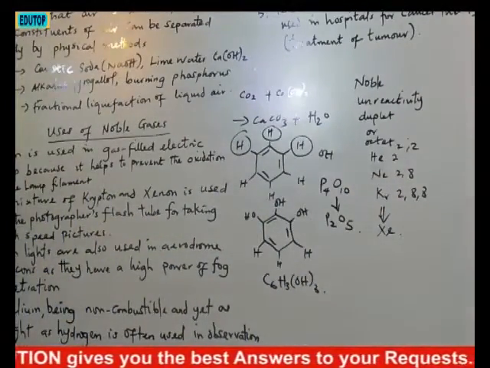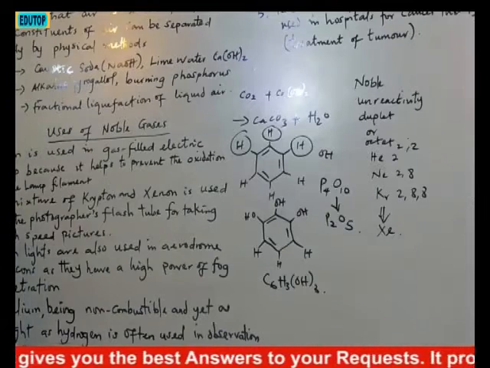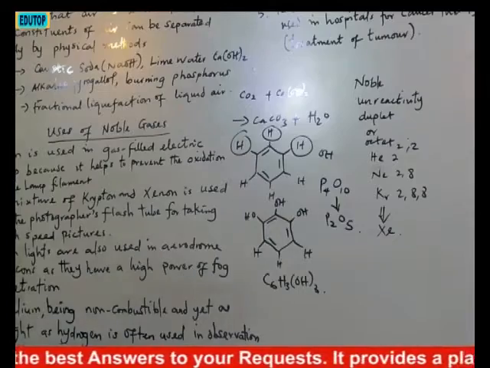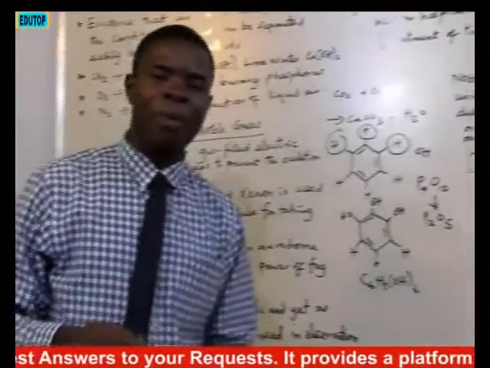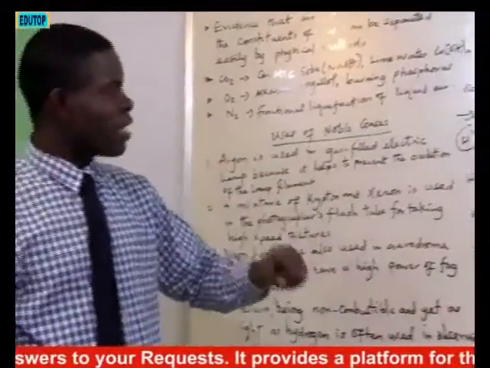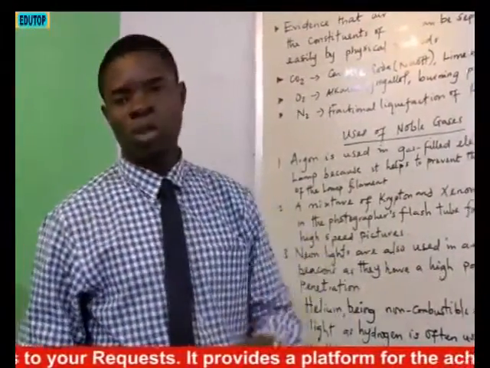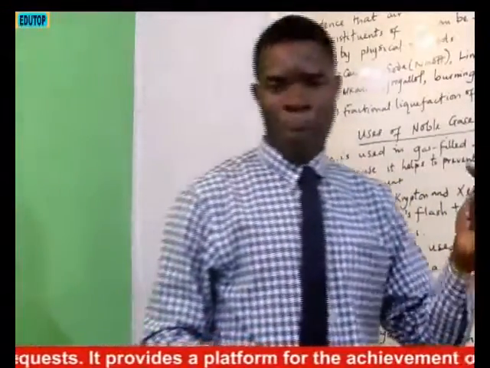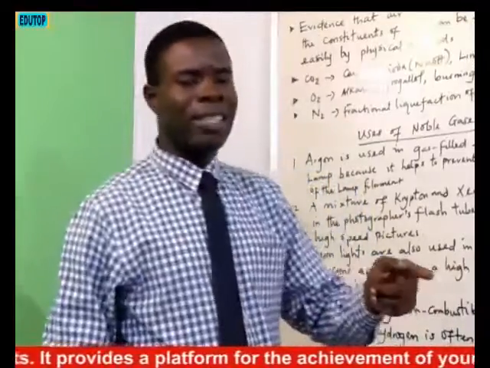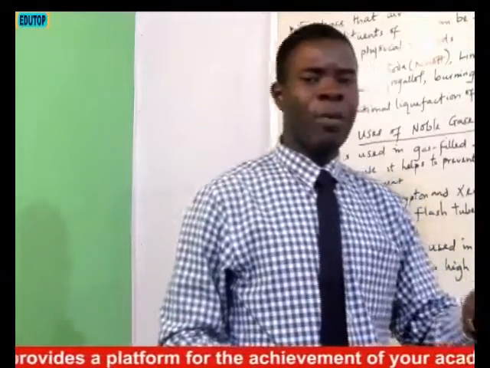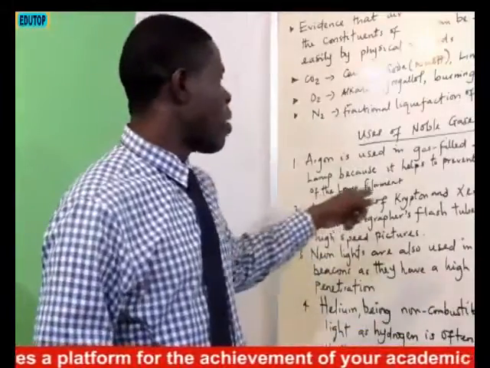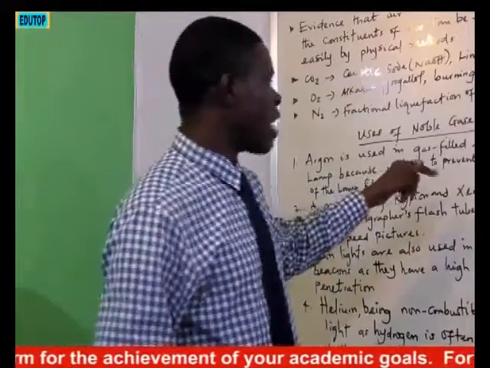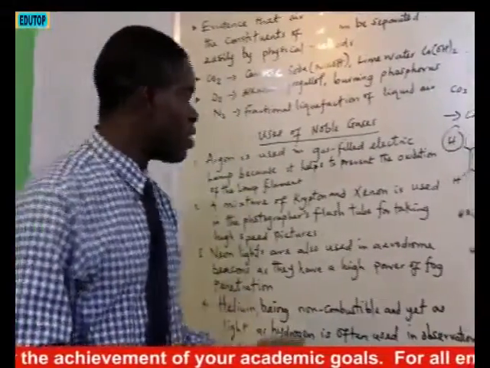Then the uses of noble gases. Argon is used in gas-filled electric lamps simply because it helps to prevent the oxidation of the lamp filament. Because when there is oxidation, oxygen has automatically been introduced into such a system, and it will eventually give undesirable products. So instead of obtaining such an undesirable product, that is the essence of why we need to prevent that from happening. So argon is used in gas-filled electric lamps so as to prevent the oxidation of the lamp filament.